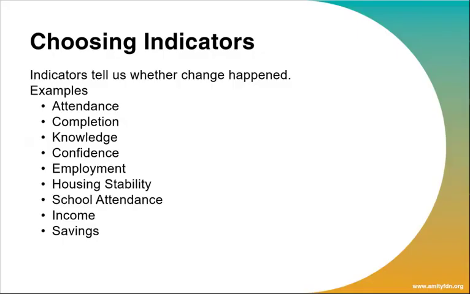We can also look at things like attendance and completion to understand whether people are participating and staying engaged. The key is to make sure your indicators correctly connect to the outcome that you're trying to measure. So don't just measure something because it's easy to count. Ask yourself, what would I actually expect to see if this program is working? That answer can help you choose the right indicators.